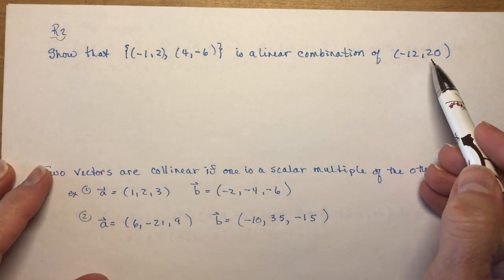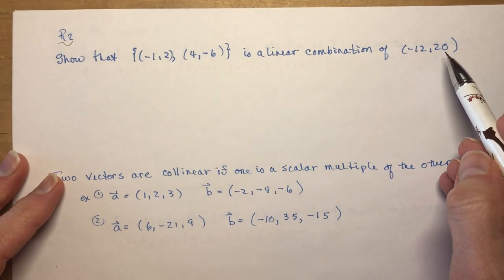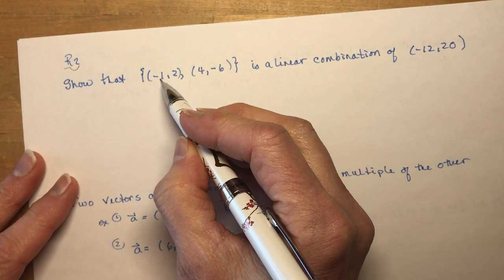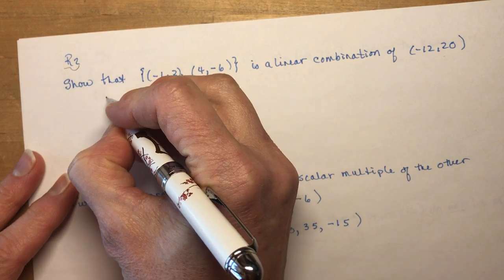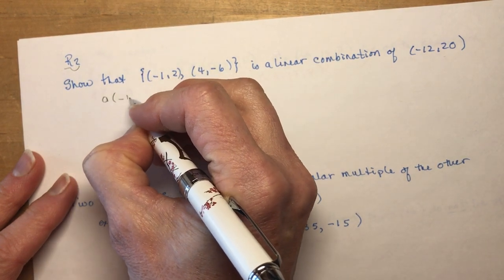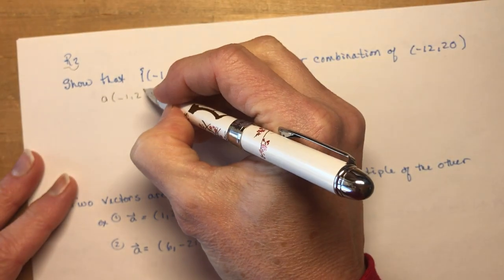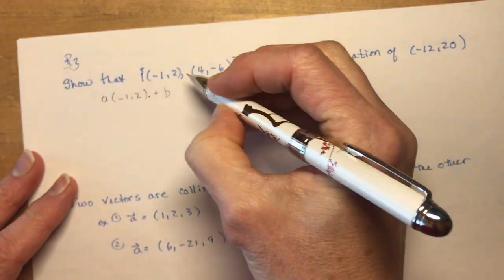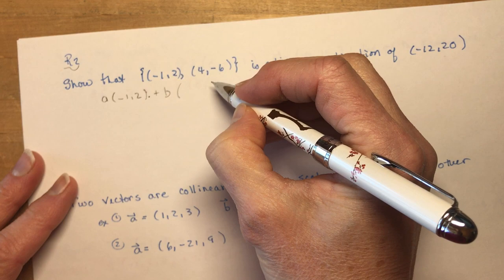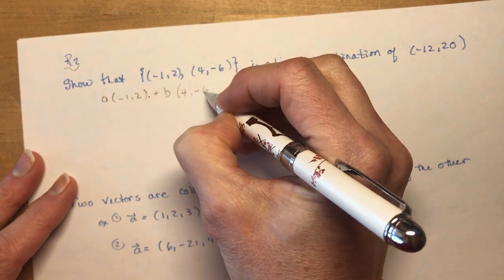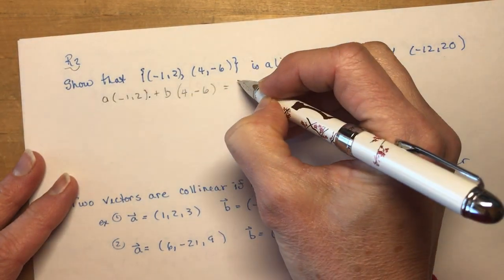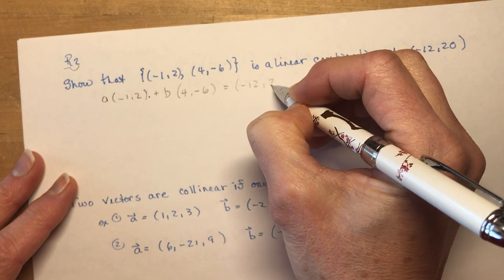Okay, so R2 says, show that (1, minus 1, 2, 4, minus 6) is a linear combination of (minus 12, 20). So how do we do that? Well, we have to multiply this one. So we're going to write that A times (minus 1, 2) plus B times (4, minus 6) has to be equal to (minus 12, 20).